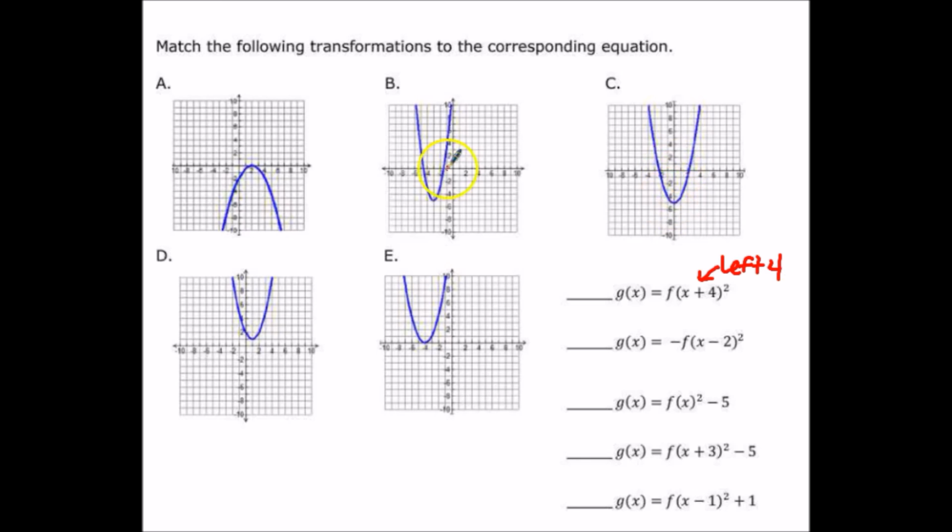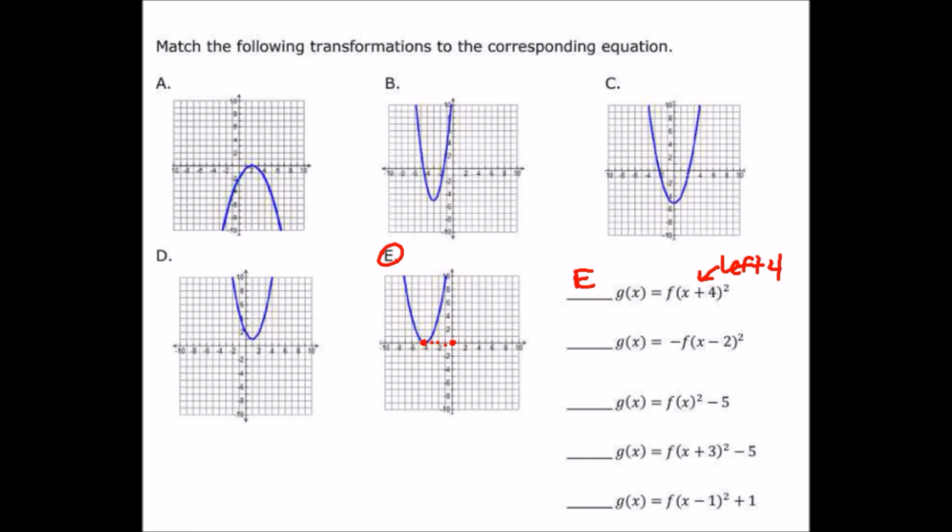Let's look at this one. Nope, that's going down. This one is going to the left, but it's also going down. This has nothing to do with going down. This one, whoa, the whole graph is going down. We don't want that one. This one's going to the right and up, not that one. Uh-oh, check this out. To the left 4. 1, 2, 3, bam! There it is. That graph is the only one that went to the left 4. Therefore, E is that matching graph.